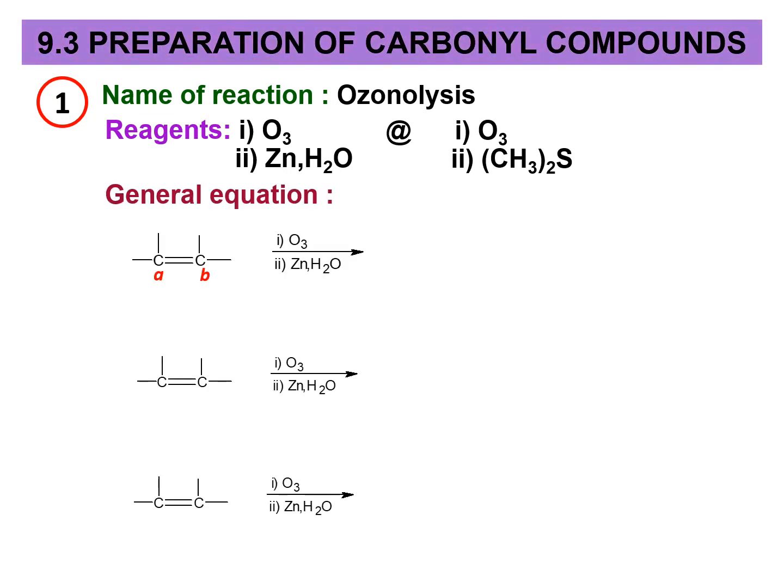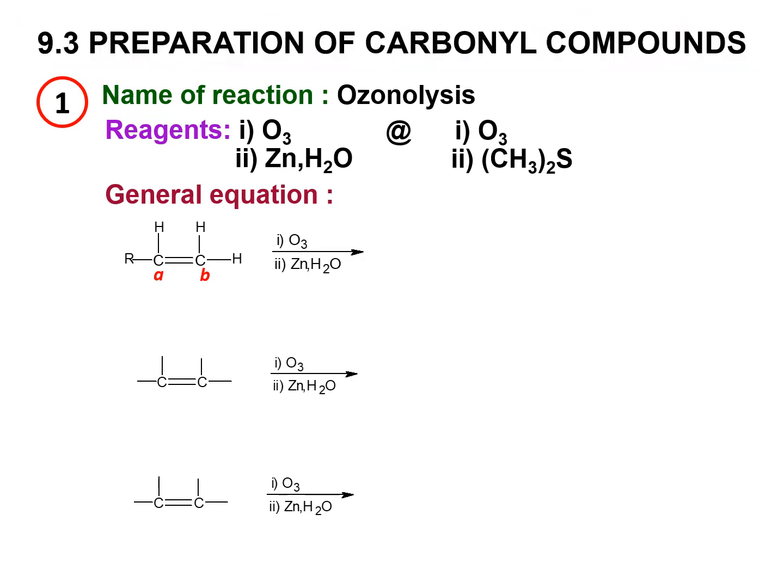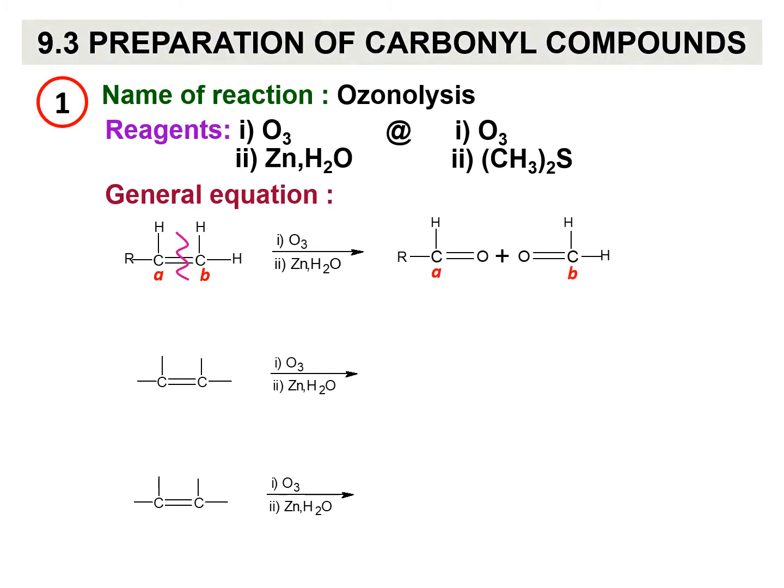For the first example of general equations, in which we have one alkyl group attached to the carbon-carbon double bond labeled as A and B, what we need to do is separate both of these carbons and place oxygens on both of these halves. As a result, we will get a mixture of aldehyde and methanal.